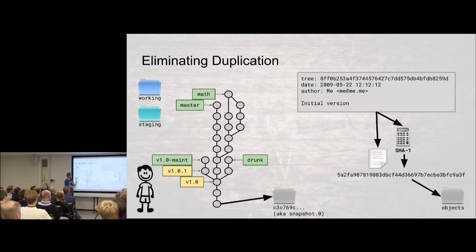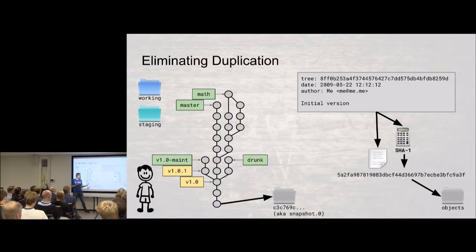It's also convenient to create an object in your objects directory from the message file itself, the same way you do for blobs and trees. So we take the contents here, we pull it through SHA-1. This is the new name of the snapshot, and we store this message file inside objects under that name. We'll call this a commit object.